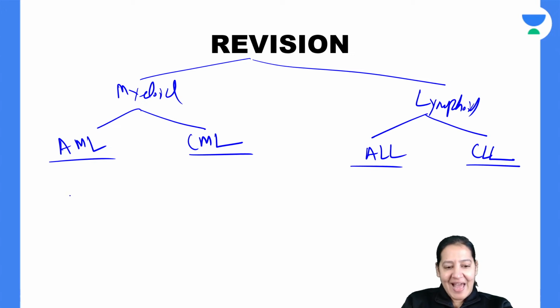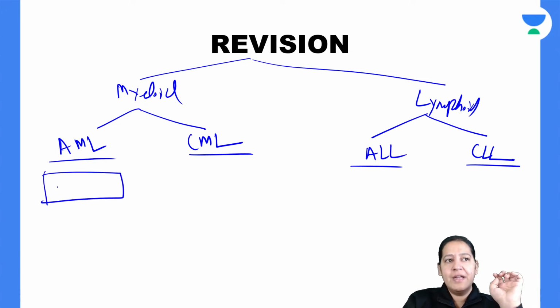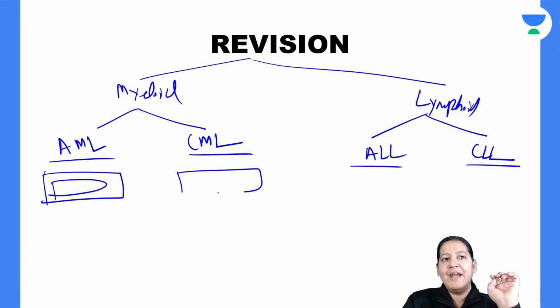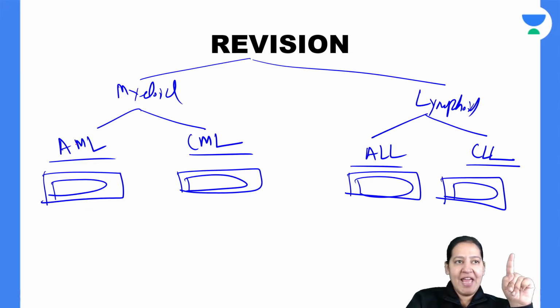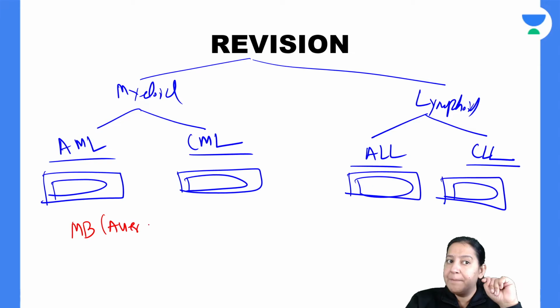So if I make a slide of all of them, this is a slide, this is a smear. So on the smear of each of them, what cells will you find? I'm talking about the smear. In AML, you will find only myeloblasts with iron rod. Iron rod is the biggest clue here.